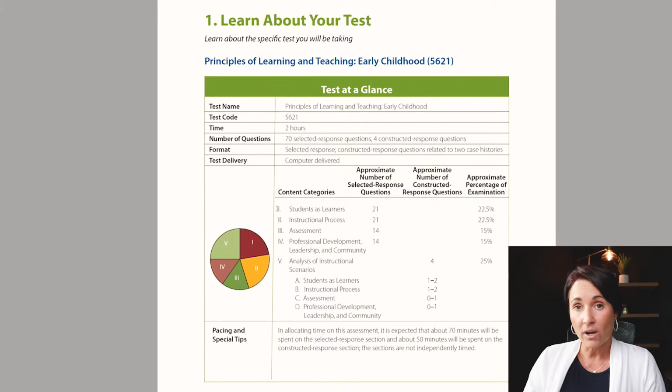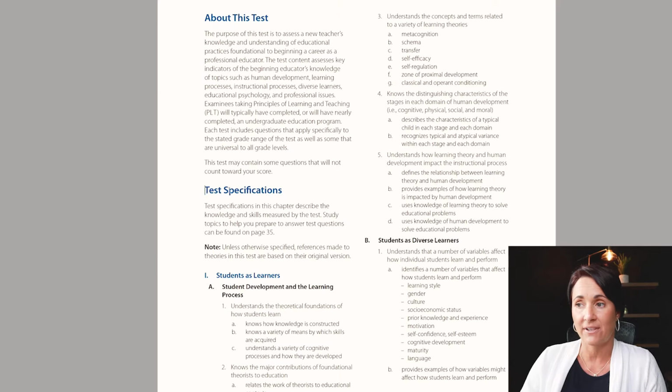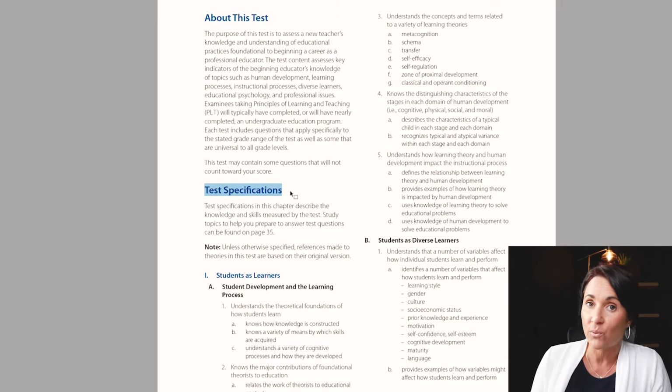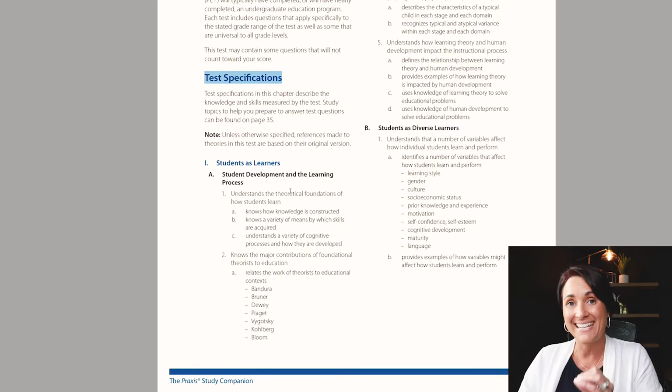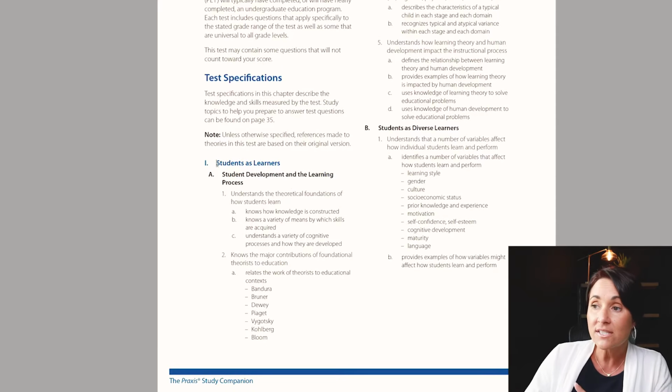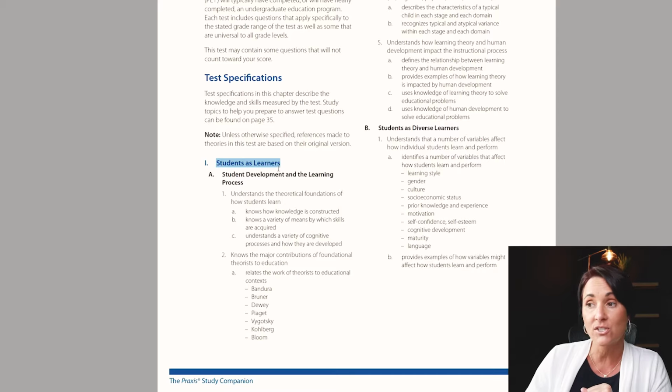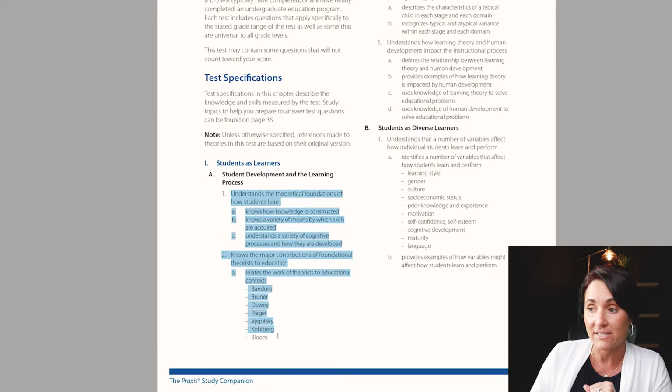Now notice that we have the 4 content categories here and the constructed response, number 5. And then if we scroll down in the document, we have something called test specifications. This is very, very important when studying for the exam. The test specifications outline specifically what is in the content categories outlined in the overall outline with that little pie chart. So as we dig down deeper, this is going to give us a sense of what's in each content category. So notice this is content category 1, students as learners, and then it's broken down into these very specified areas here.